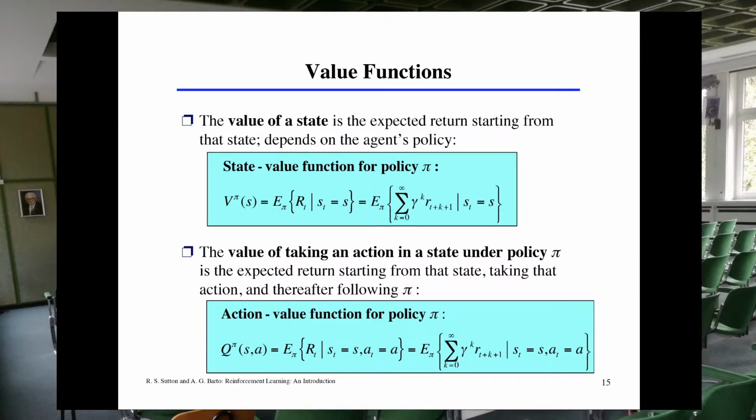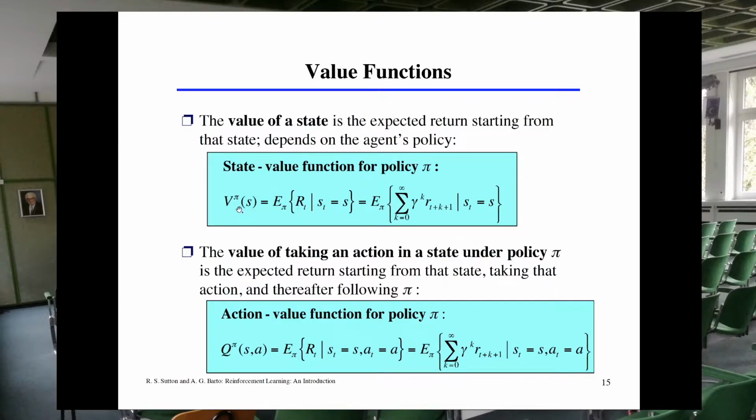So we need to talk about value functions. Most reinforcement learning algorithms are based on estimation of value functions. The value functions are functions that will store the value of each of the states. So the value of a state is the expected return starting from that state. It contains how much reward you expect the agent to gain if the agent is in that state, and it depends on the policy.